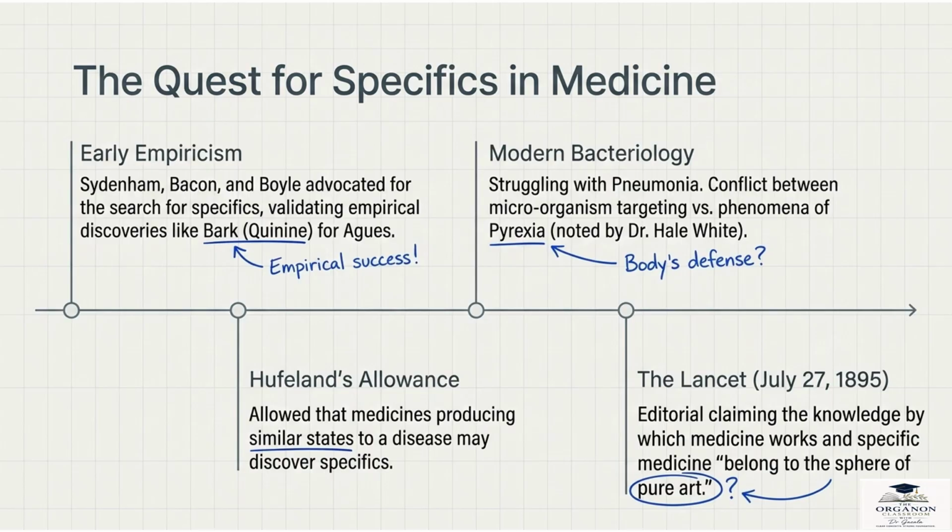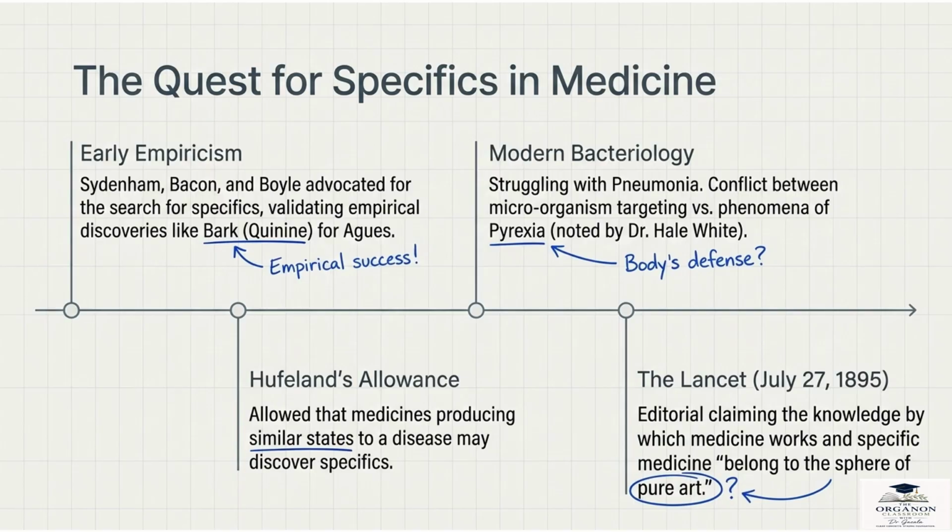Okay, a remedy that acts specifically against a particular disease. So the journey begins with early empiricists, okay, like Sydenham, Bacon, Boyle. They believed that careful observation and experience could identify such specific remedies. A classic example was cinchona bark or quinine, which proved remarkably effective against ague or malaria. This was one of medicine's earliest examples of empirical success.